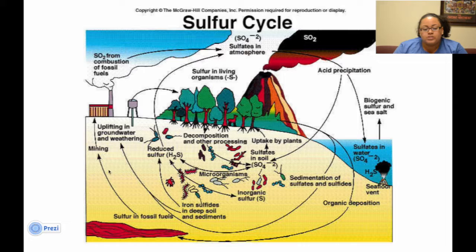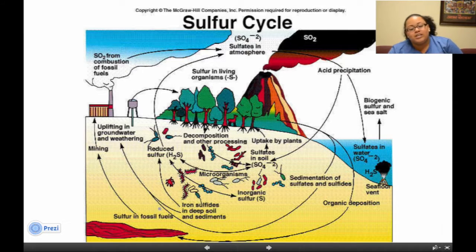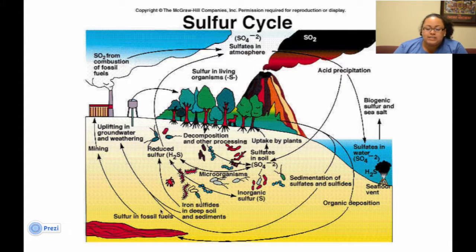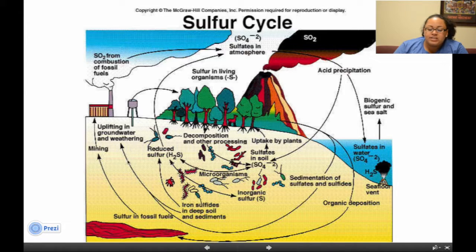This picture shows the sulfur cycle process. As you can see, this part is what usually naturally occurs. This part shows the human activity putting more sulfur into the atmosphere.